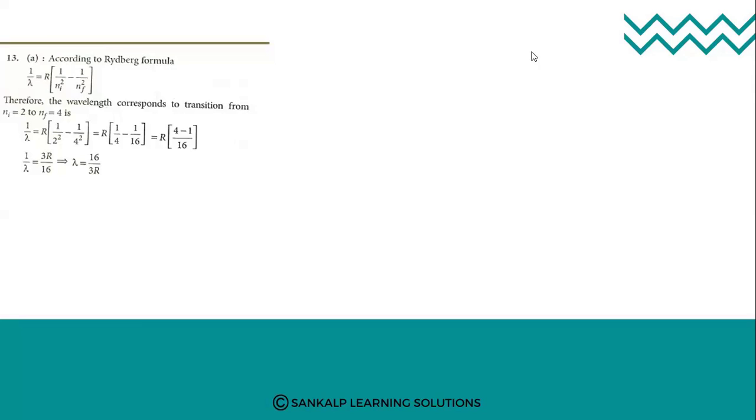Yes, 1 by lambda is equal to R into bracket 1 by n1 square minus 1 by n2 square. So on simplification, you can see it will be 16 by 3R. Here there is a chance of making a mistake: you will get 1 by lambda is equal to 3R by 16. So if you don't take the reciprocal, you will write the wrong answer, correct? So please write it properly.